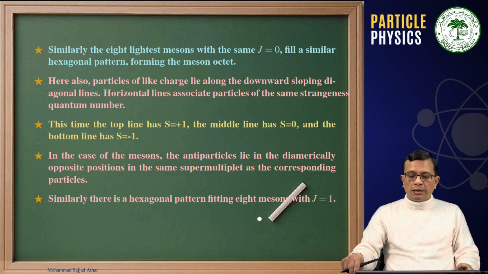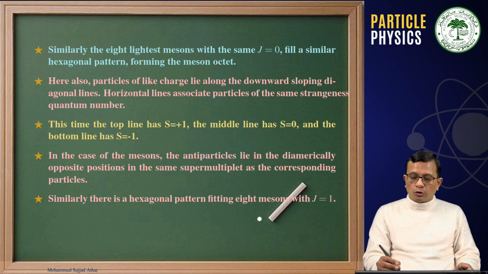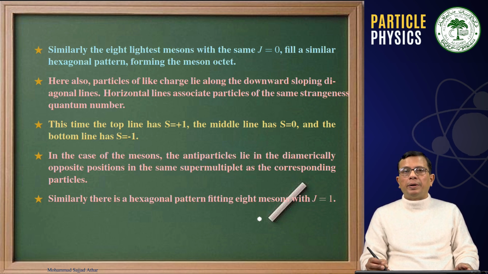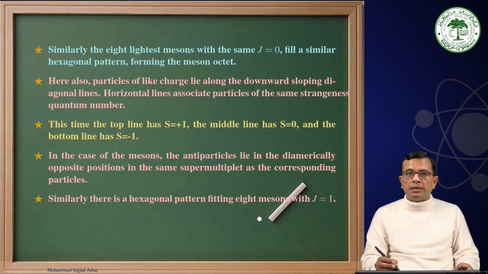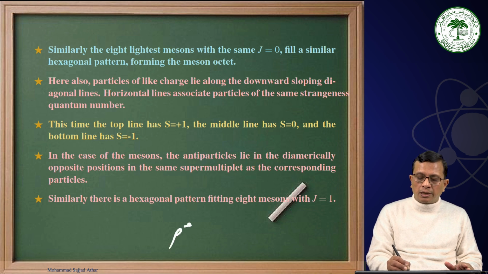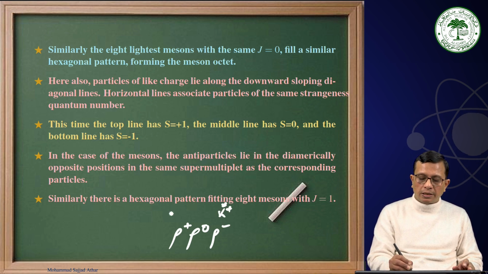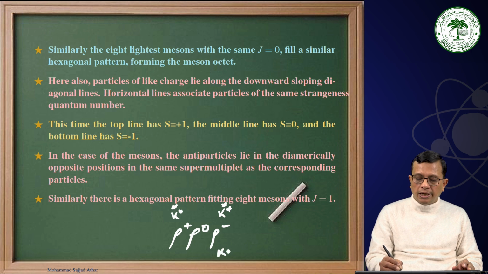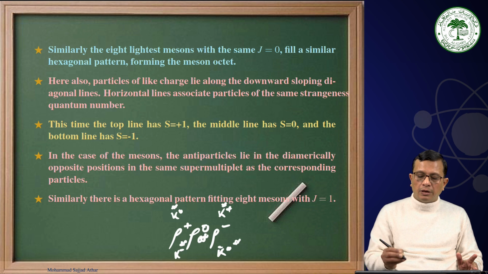Okay, and a similar hexagon you can plot for all those mesons which have spin 1, like rho plus, rho 0, and rho minus, omega 0, K plus star, K0 star, K0 bar star, and K minus star. These are the particles. Therefore, the other sets that you can form: rho plus, rho 0, rho minus, here K plus star, K0 star, K0 bar star, K minus star, and here we have omega 0.